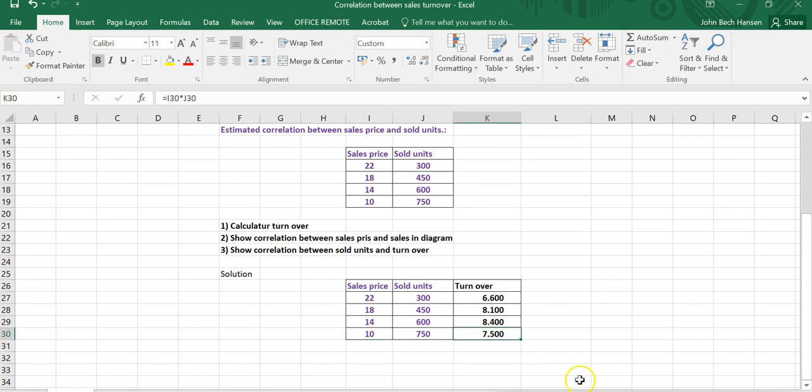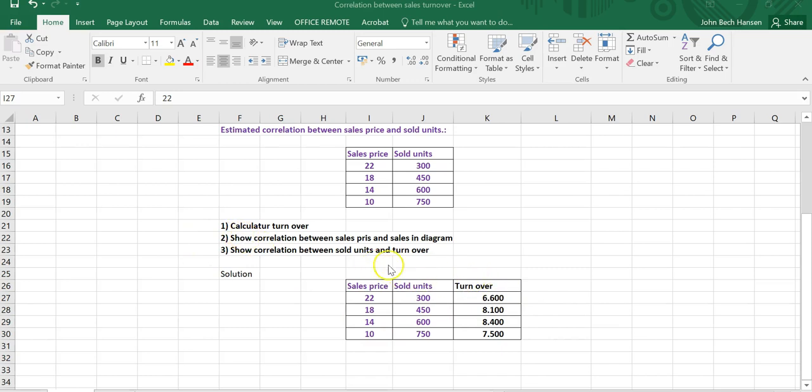Well, no, because here you can see that the cost of decreasing the price is actually higher than the gain by increasing the sold units. So we can see already here that they should actually reduce the price from the turnover perspective to 14 instead of 18. So this is something they can find out if they work a little bit on their theory and their market situation. Okay, so this is the correlation between sales price, sold units, and turnover.